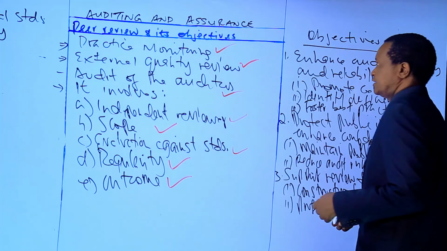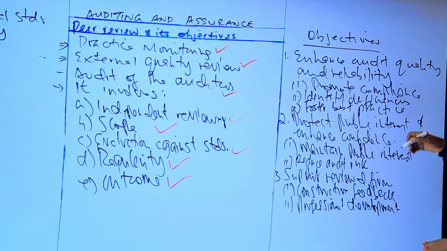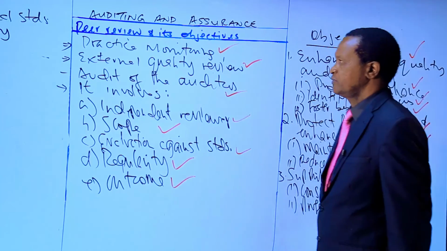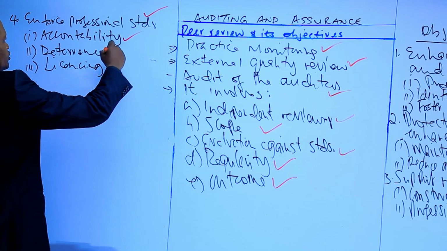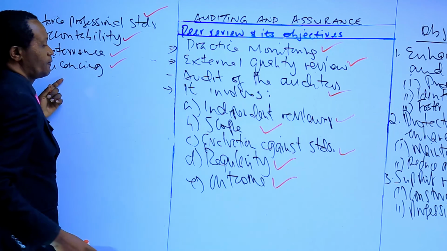Then we have listed several objectives. The first objective of peer review is to enhance quality control and reliability by promoting compliance, identifying deficiencies, and fostering best practice. The second objective is protecting public interest through maintaining public interest and reducing audit risk. Number 3 is to support the reviewed firm through constructive feedback and professional development. Objective number 4 is to enforce professional standards through accountability, deterrence, and then licensing and member requirement.